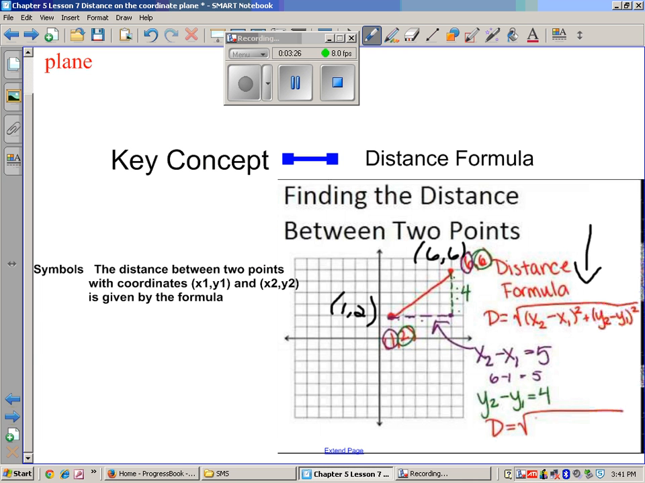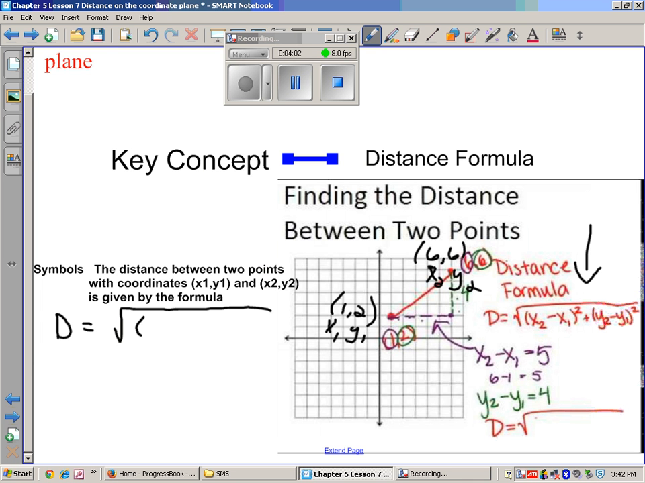d equals the square root of x2 minus x1 squared plus y2 minus y1 squared. Once again, some more algebra thrown into geometry. As you see, they took x2 minus x1. 6 is the x2, 6 is the y2. This 1 is the x1. 2 is the y1. And you put them in your formula. Let's try this over here on our own.